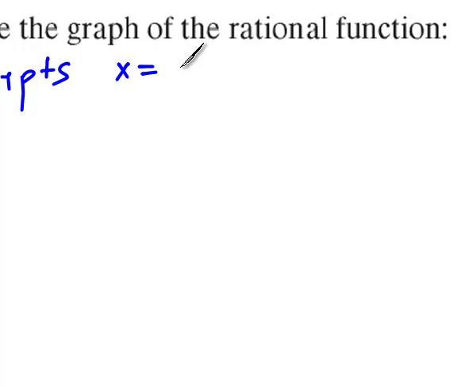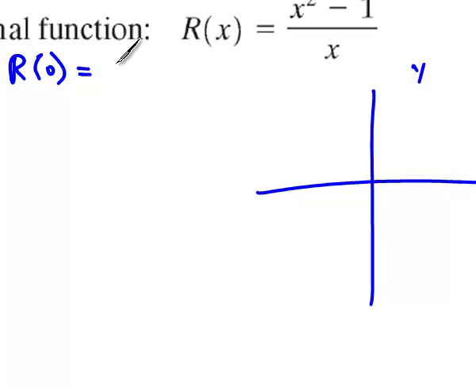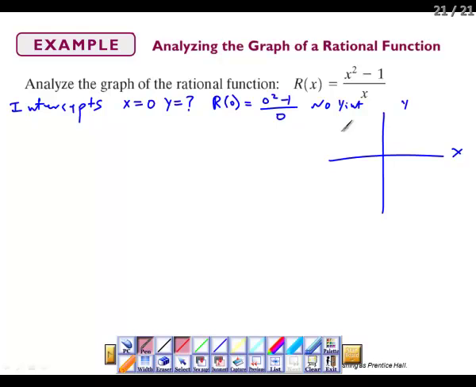Intercepts: set x equals 0, solve for y. Alright, so this would be r of 0 equals 0 squared minus 1 over 0. Well, is there a y-intercept? No y-intercept. There's no y-intercept because we have a vertical asymptote. Well, we kind of gave it away because we end up with 0 and the denominator is undefined, right? So there's no y-intercept.